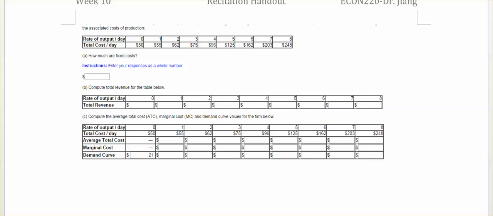In order to get the fixed cost, you need to clearly understand its definition. The fixed cost is the cost you will still need to pay even if you have zero output. Think about it: if you don't produce the bread, you still need to buy the bread machine in order to prepare for your future production. So the fixed cost will be there even if you have zero output.